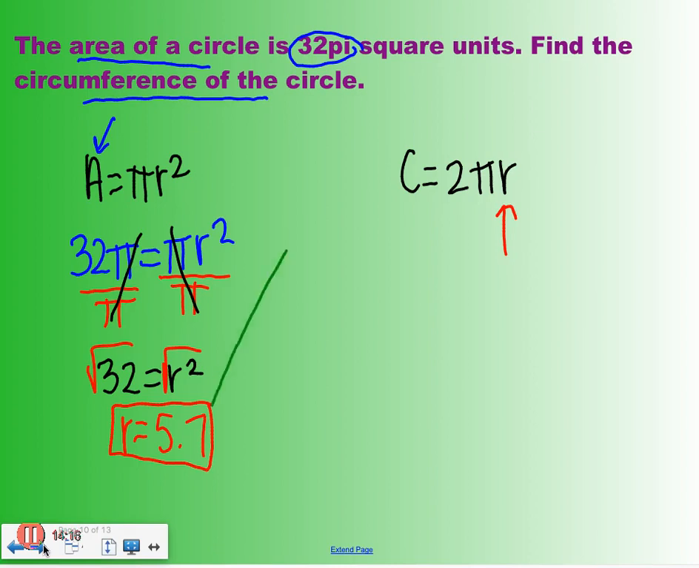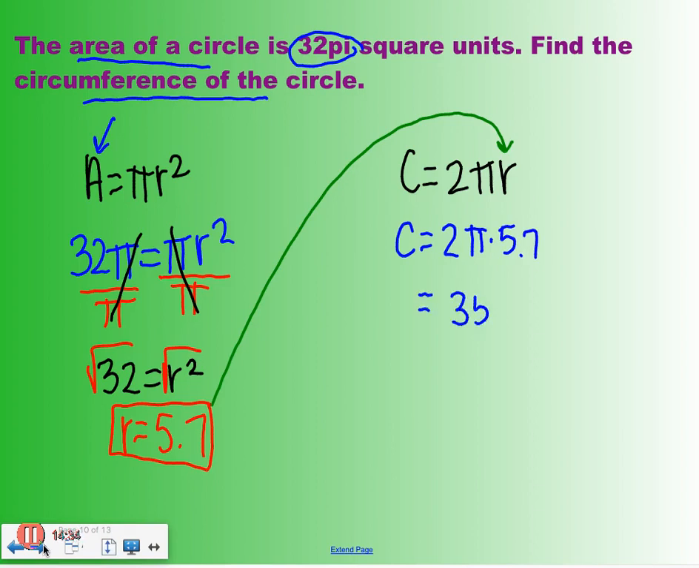Okay, so we found our radius, and that's going to help us find our circumference, because now I can plug my radius into that r right there. So from here, I'm going to have circumference equal to 2 pi times 5.7. Crunching those numbers out together, I'm going to get 35.8. And circumference is just units, it's not square units, so 35.8 units is our answer for that.